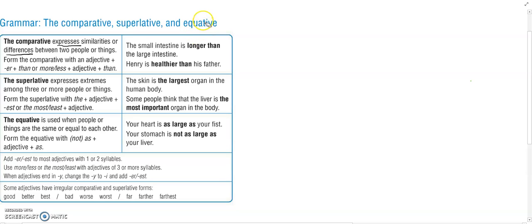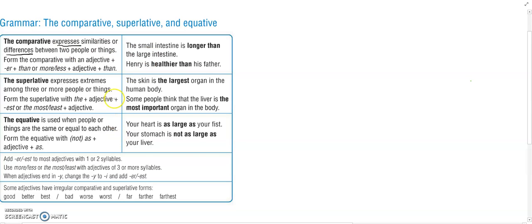Hello again, and now we're going to study the superlative very quickly so that you can understand this part of the grammar of the book and that you can complete your assignment for the next class. Okay, so then we are going to continue with the superlative.